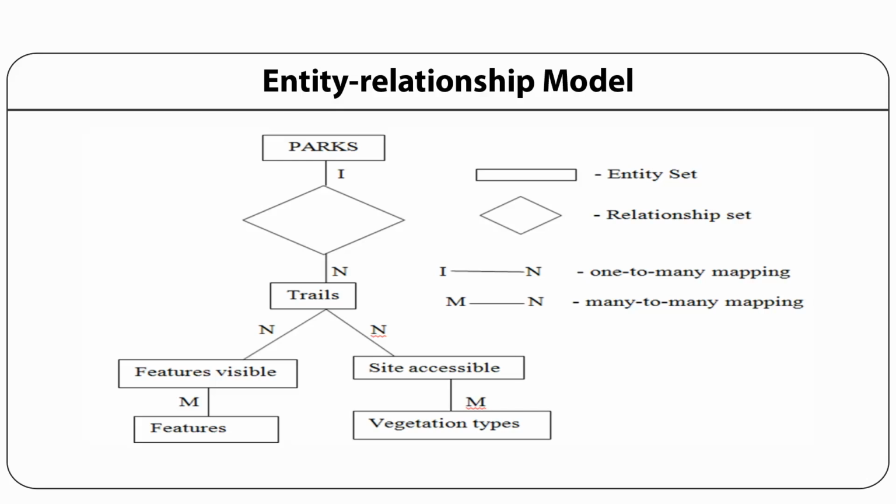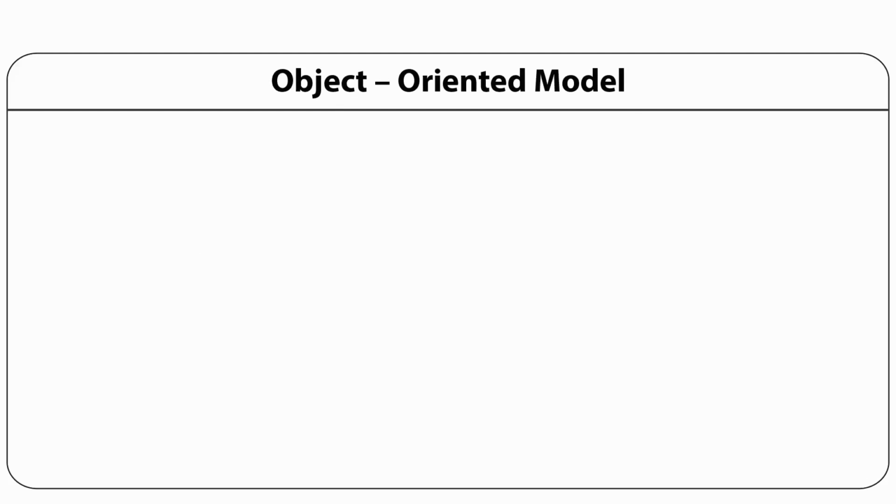So if you see, there is a kind of many to many relationship that exists between trails and features, and trails and vegetation types. It is an object-oriented model. In the object-oriented model, we have, first of all, an object. An object is nothing but any kind of entity. An entity can be a computer program, or it can be a set of data.